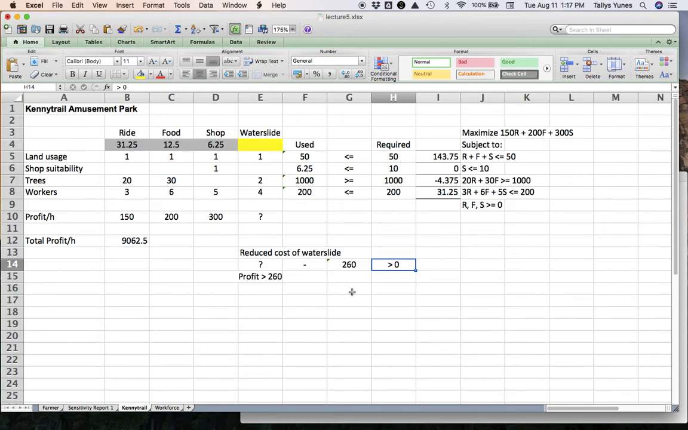All right? Great. I hope this has been helpful for you to practice a little more the use of the sensitivity report from Excel. And we'll do another example of this in another video.